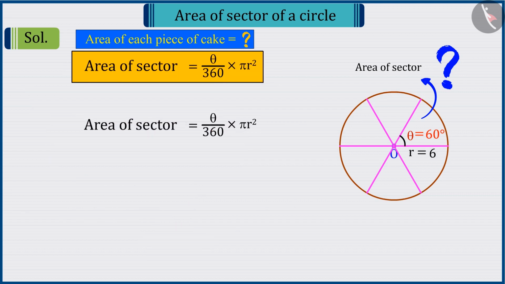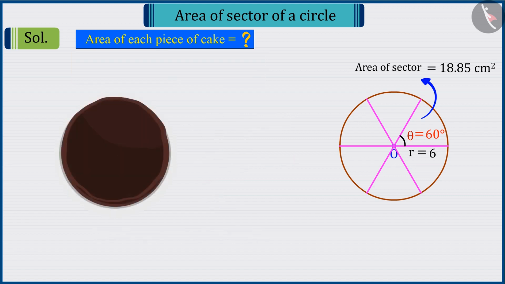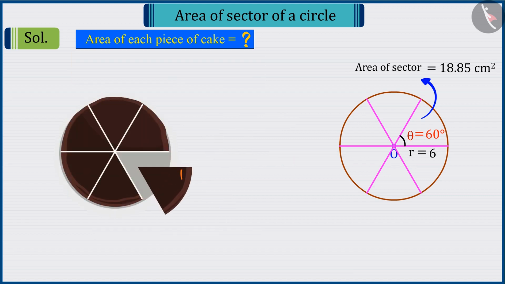In the above formula, by putting the value of theta and r and solving it, area of the sector is found to be 18.85 square centimeters. And we are dividing the cake into 6 sectors. So, we can say that the area of each piece of cake will be 18.85 square centimeters. Let's look at another example.